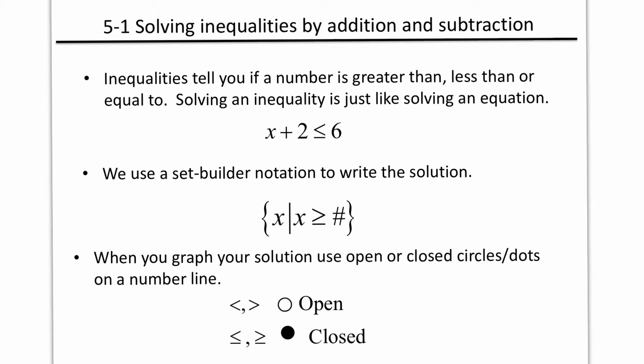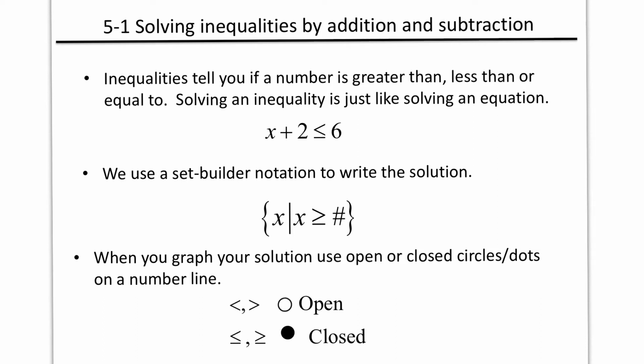So this is where you also have to understand the inequality that you have. If you have a less than or a greater than, that's going to be an open circle. If you have a less than or equal to or a greater than or equal to, you're going to have to put a closed circle on top of the number of your solution. So it's either open or closed.